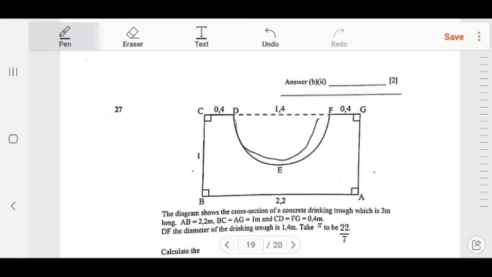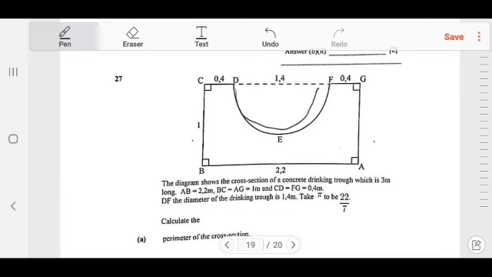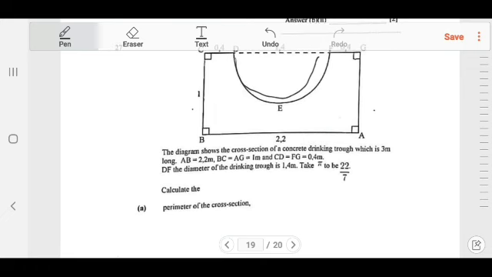The question says the diagram shows the cross section of a concrete drinking trough, which is 3 meters long. AB equals 2.2 meters and BC equals AG equals 1 meter. CD equals FG equals 0.4 meter. DF, the diameter of the drinking trough, is 1.4 meters. Take pi to be 22/7. Calculate the perimeter. So the perimeter there is simple.